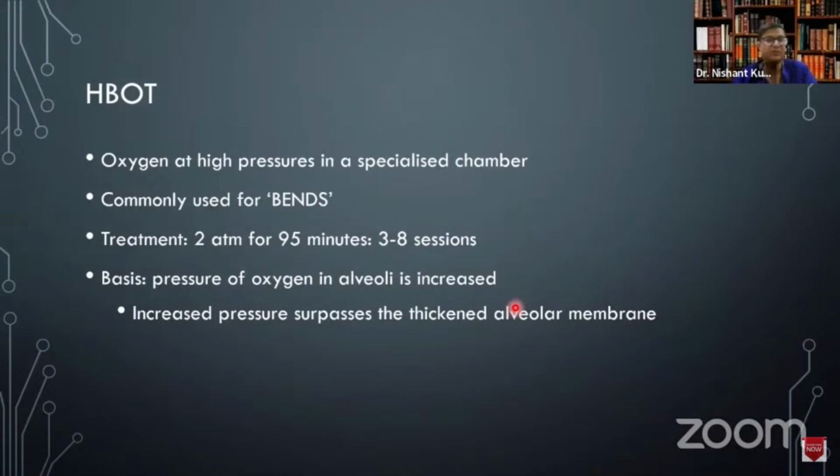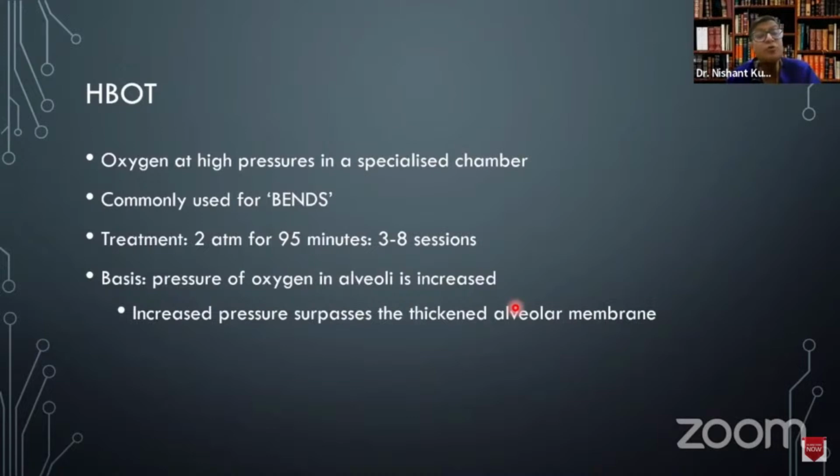Hyperbaric oxygen therapy. Now, this is oxygen at a very high pressure in a specialized chamber, classically and commonly used for bends or decompression sickness faced by divers. So every naval unit, every port will have this. But again, this is now upcoming for non-healing ulcers, some dermatological conditions, some carcinoma. So there is ongoing research on hyperbaric oxygen.